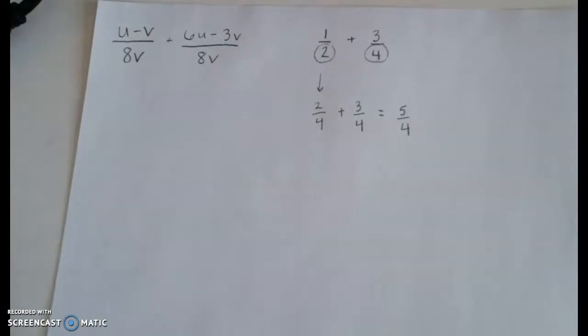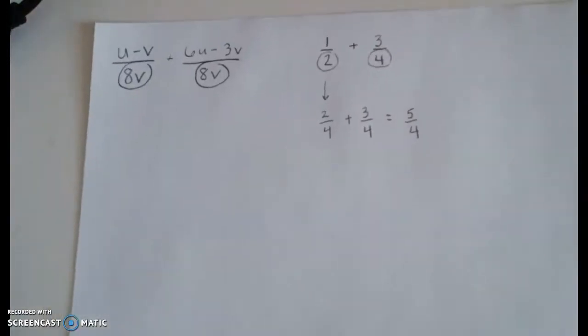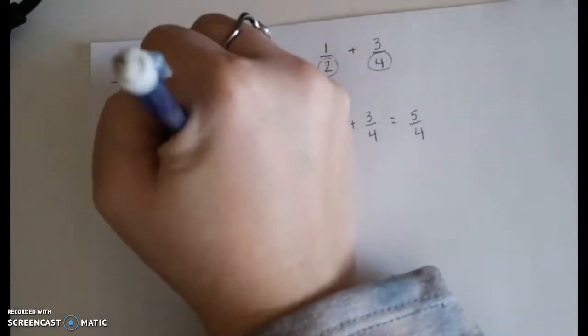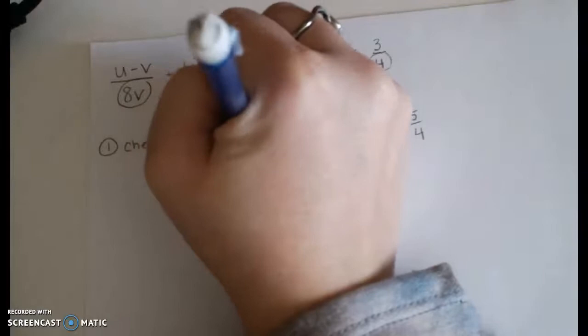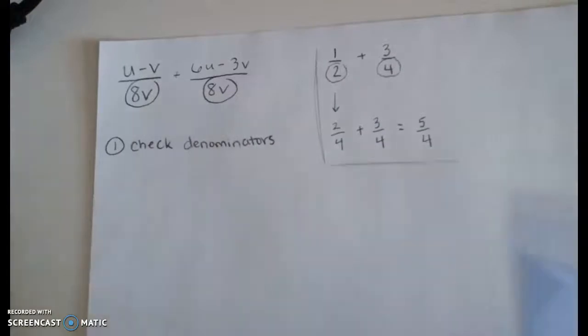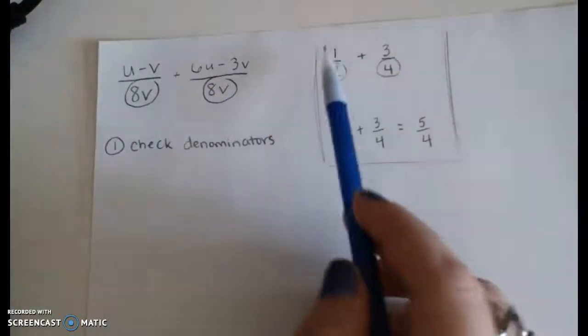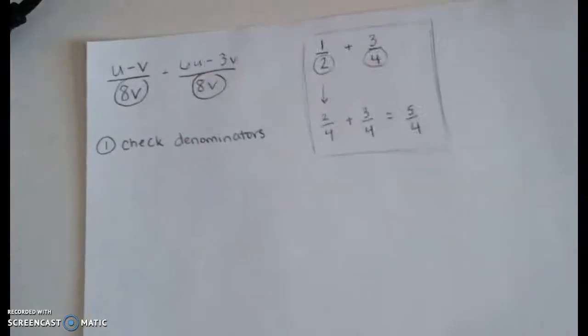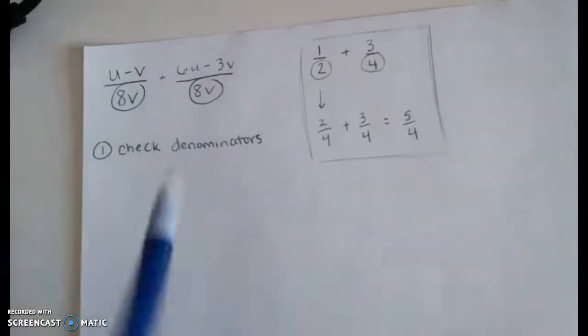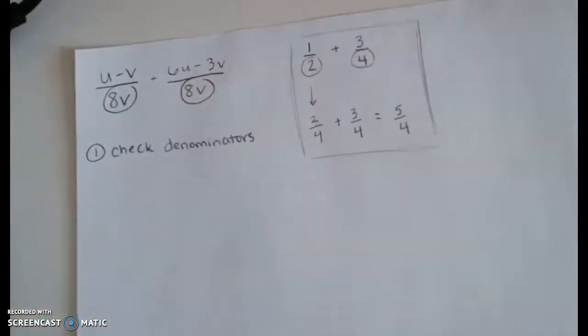So the first thing that we're always going to do is make sure that our denominators are the same. So we check to make sure that our denominators are the same. And in this case they are. So first step, check denominators. They have to be the same, just like in a fraction. We have to make the denominator the same in order for us to be able to put them together. So since our denominators are the same, we don't have to do a second more complicated step. All we're going to do is just add our numerators together.